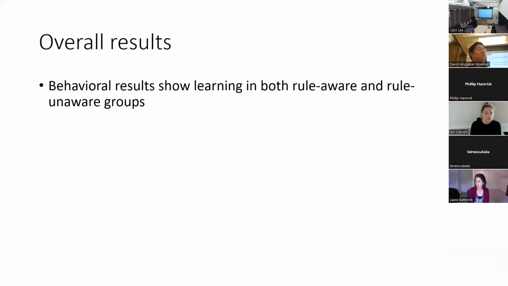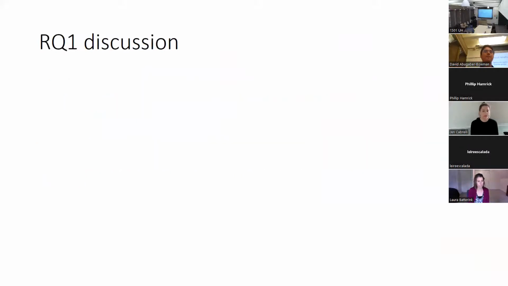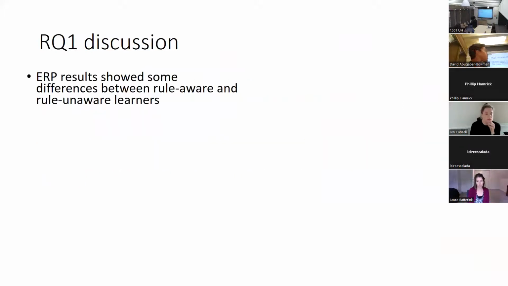So moving on to the discussion. Overall, our behavioral results show learning in both the aware and the unaware groups, and the breakdown of 24 aware versus 24 unaware participants roughly follows what previous folks have found. Note that we used rather relaxed criteria. When we look at RQ1, we showed some differences between the aware and the unaware learners, in that only the unaware learners showed this positivity.